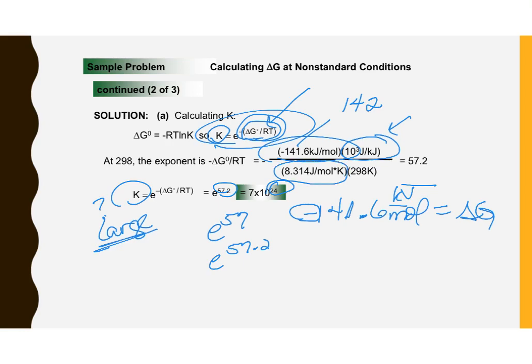Notice that R, 8.314, is in units of joules, and the given delta G is in units of kilojoules. Unless a problem mentions it specifically, it doesn't matter whether you work in joules or kilojoules, but the units have to match each other. So all that's going on here is they are converting the given kilojoules to joules so that they match the joules unit in the R value.